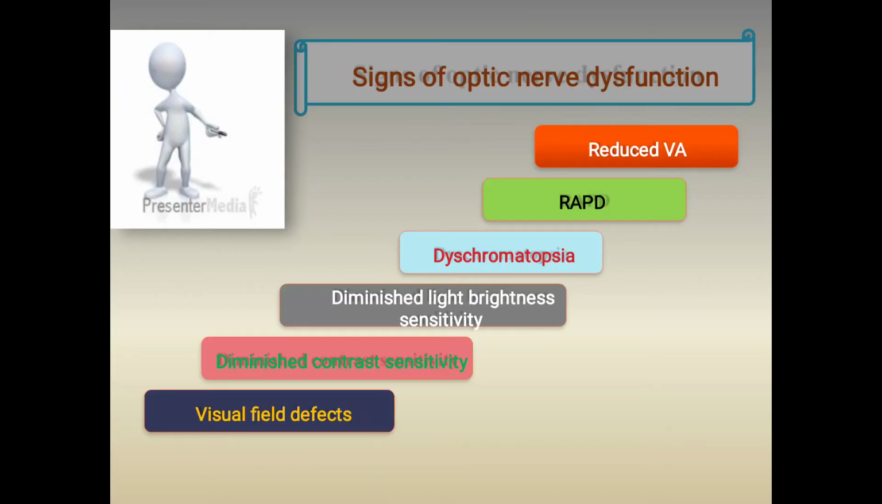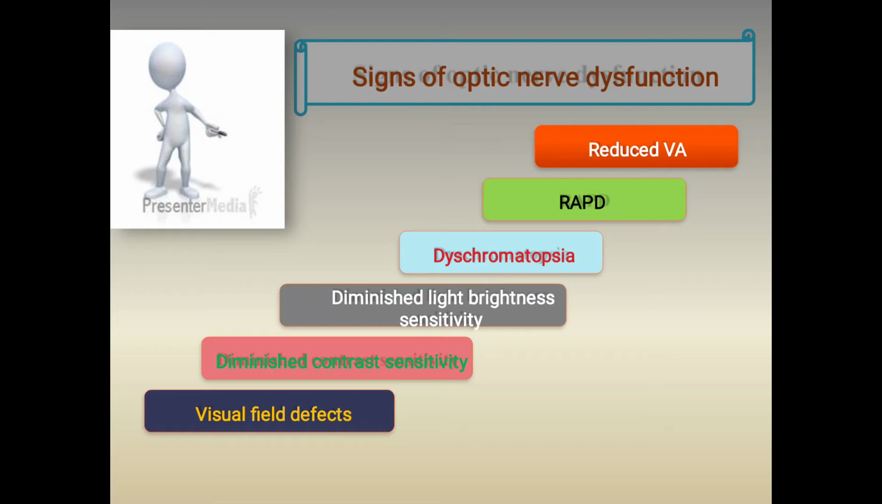So what are the signs of optic nerve dysfunction or optic nerve disease? The optic nerve is responsible for visual acuity, or vision. So the patient will present with reduced vision. The patient will also feel a difference in the sensitivity of colors, that is called dyschromatopsia, with decreased color hues. Then the patient will have diminished light brightness sensitivity and diminished contrast sensitivity. Some patients can also have visual field defects.